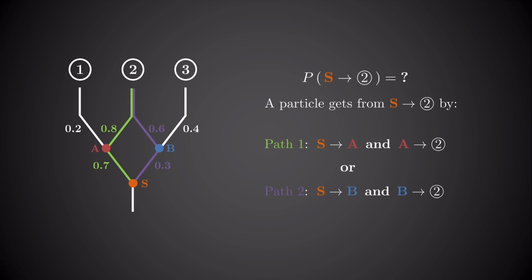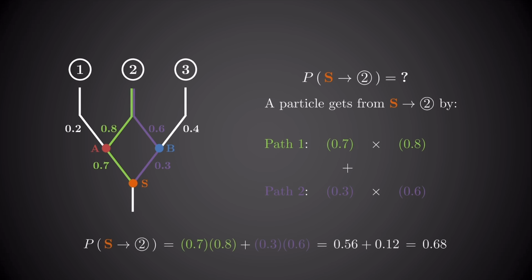Now it's just a matter of converting the words into math. In these kinds of graph problems, this amounts to replacing AND with multiplication and OR with addition. So we make our replacements, substitute the probabilities of going through each chunk of the paths, and just like that, we can calculate the probability of going from S to 2 regardless of passing through A or B.